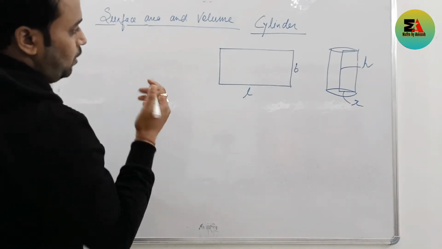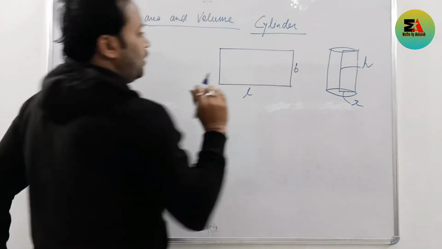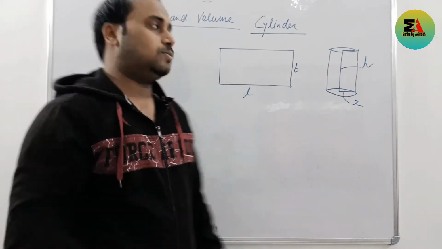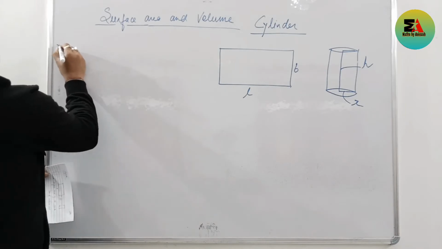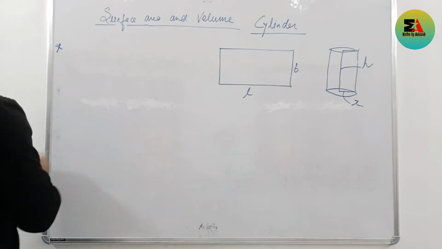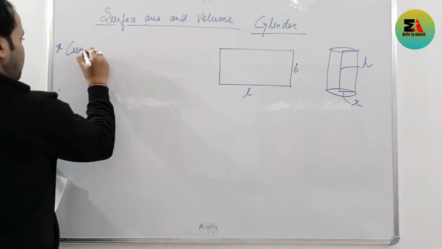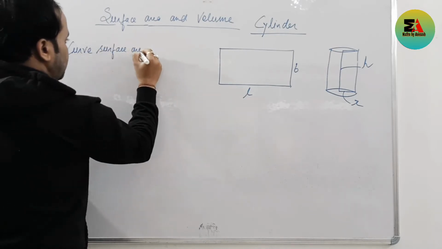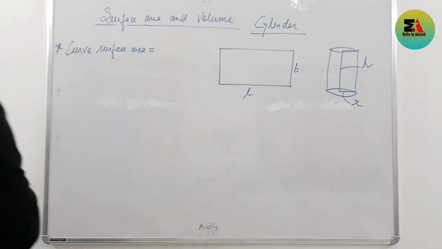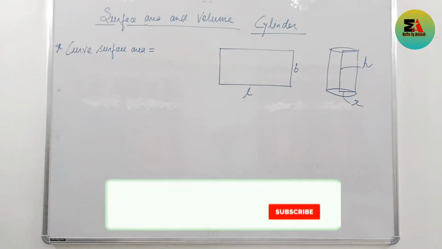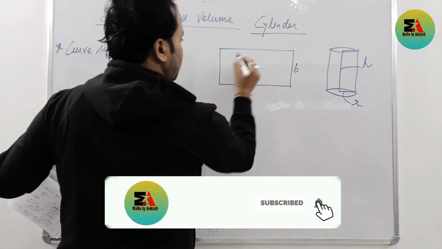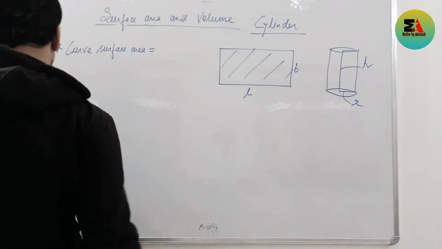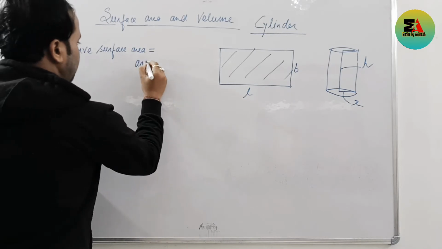Now, first of all, we have to calculate curved surface area. We are already familiar with curved surface area and volumes. How do we calculate curved surface area? Curved surface area means what? This is formed by a rectangular sheet. So curved surface area is equal to the area of the rectangular sheet.